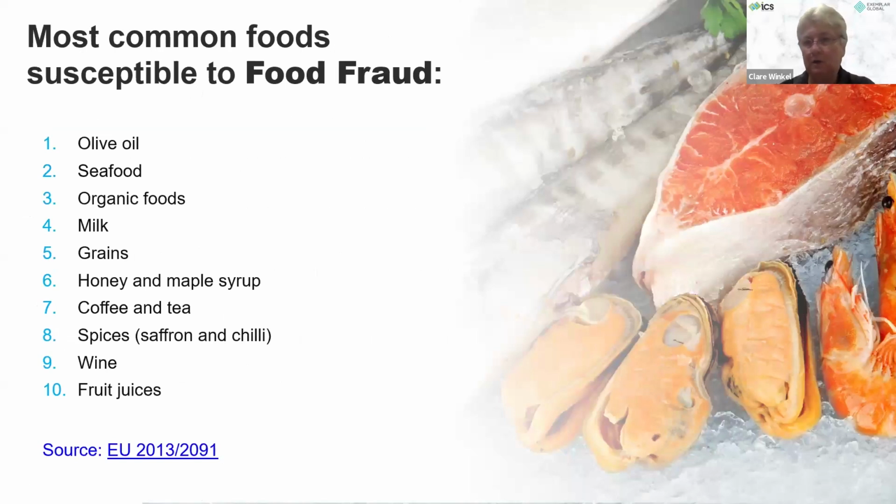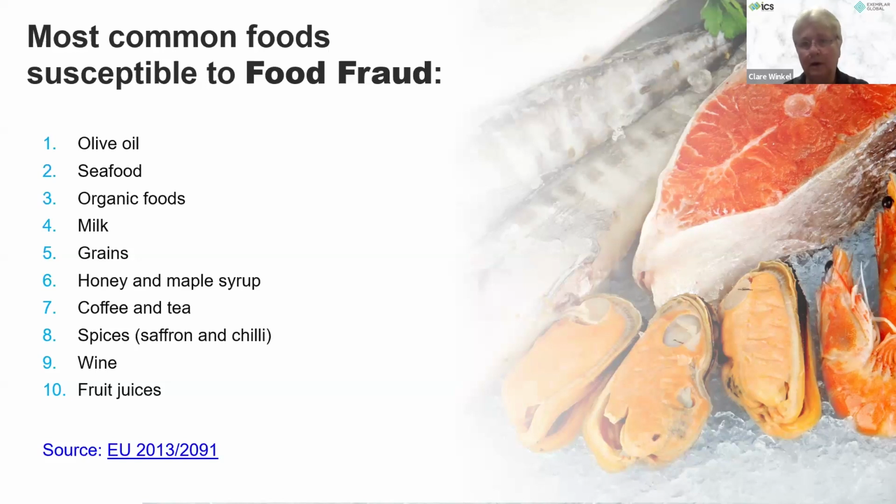Now, this is a list from the European Union from 2013 of the most frauded products. Now, even though it's from more than 10 years ago, the list is practically the same. Olive oil is still number one. Seafood and organic food swap around at the top 5. Milk, which might be surprising to us, that's not usually a frauded item in the Western world, but it still is very much a frauded item in the subcontinent like India and Pakistan and so forth. Grains, we've got numerous examples of those.